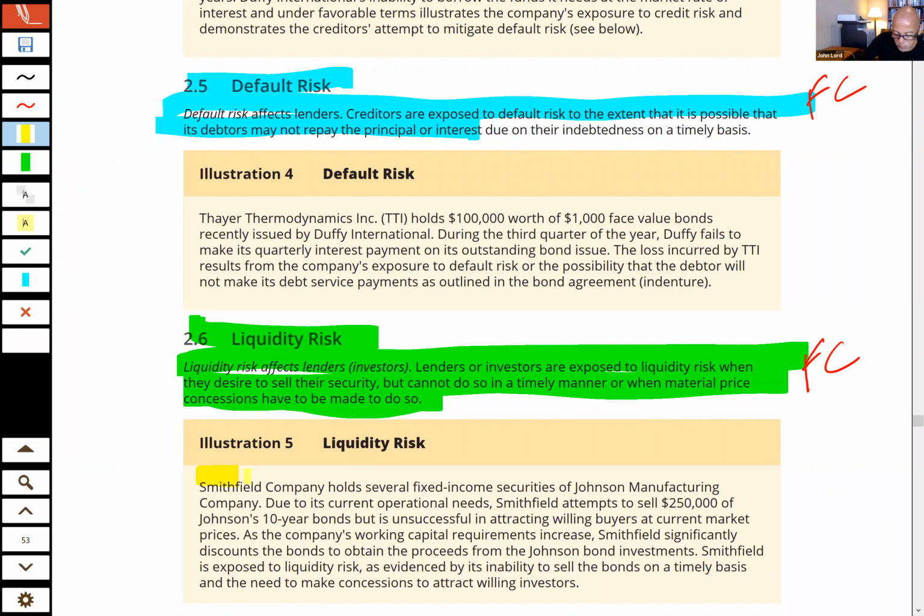We've got this: Smithfield holds several fixed income securities of Johnson Manufacturing. And due to current operation needs, Smithfield attempts to sell $250,000 of Johnson's 10-year bonds, but is unsuccessful in attracting willing buyers at current market prices. And so if that's the case, Smithfield may have to significantly discount the bonds to obtain the proceeds for the investment.